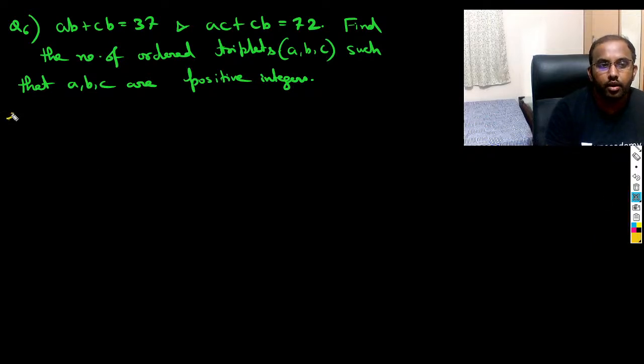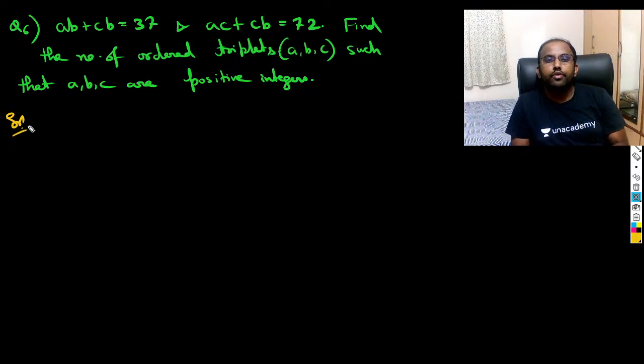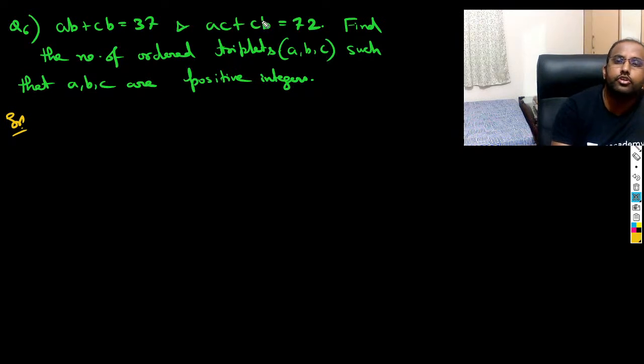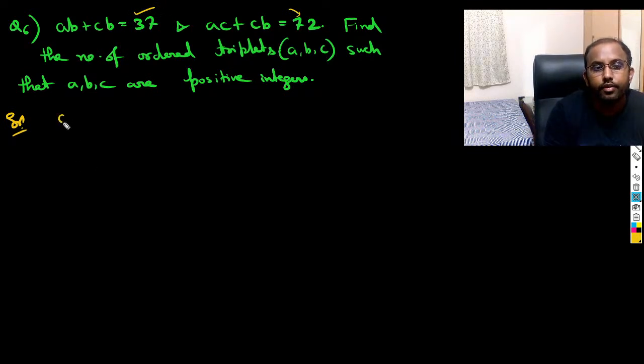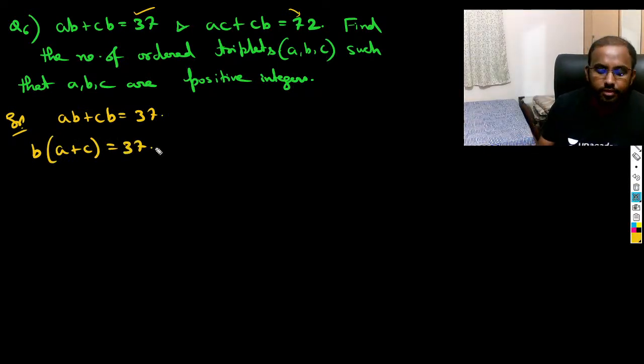Now here, in this question it would be a bit lengthier if we start with 72. So I should rather start this question with 37, because it doesn't have any factor here. So if AB plus CB is equal to 37 and you take B common, that means B into A plus C is 37 here.